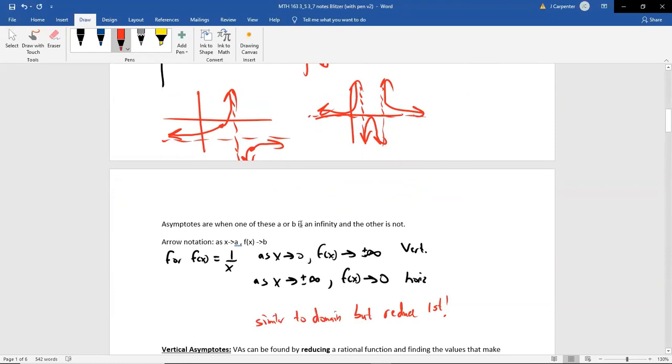Asymptotes are when one of these A or B in these arrow notations is an infinity and the other is not. So this is just a reintroduction of arrow notation. So as x moves to, say, negative infinity, the function moves to 0, or as x moves to positive infinity, the function moves to 3, or as x moves to negative infinity, the function moves to 4. That's what we're talking about here.